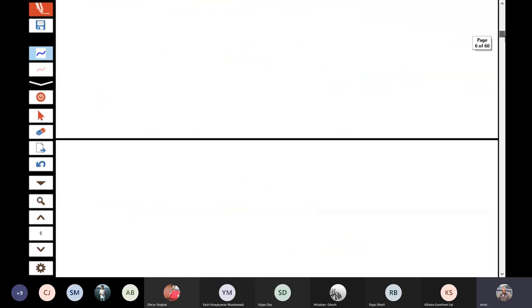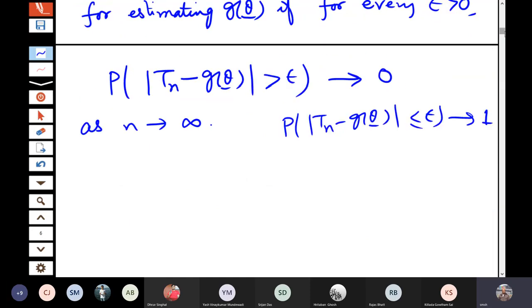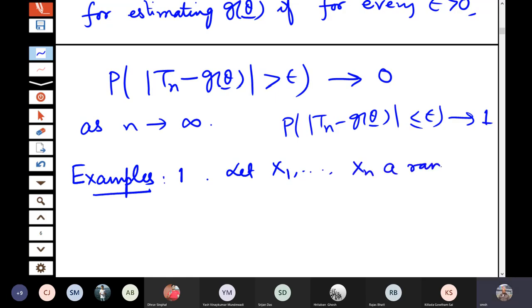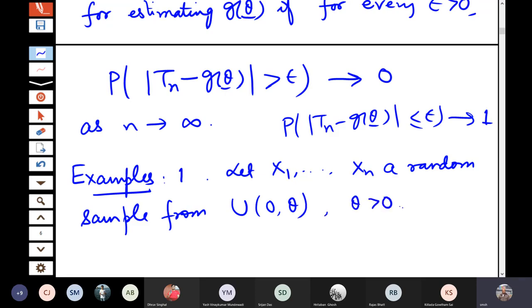Okay, so consistency is another property, and again we have very little time, so I will just mention these things here. Say for example, let me take X1, X2, ..., Xn, a random sample from the uniform distribution on the parameter space 0 to theta, and we want a consistent estimator for theta. Let us take T to be the maximum of X1, X2, ..., Xn.